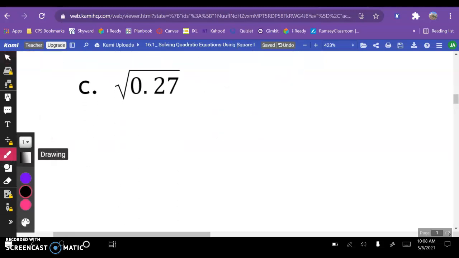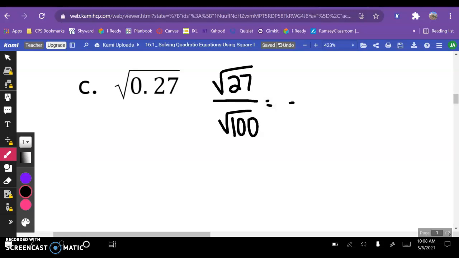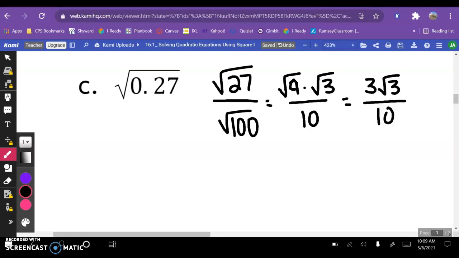And then this one, 0.27 is 27/100ths. So we have the square root of 27 over the square root of 100. We already know the square root of 100 is 10. 27 is not a perfect square, so we want to see if we can break it down using that list of numbers. The largest number that we can use to break down 27 would be 9 and 3. So 9 times 3 is 27. The square root of 9 is 3. And then the square root of 3, we can't break down any farther. 3 is a prime number. So it's 3 square roots of 3 over 10. And remember, it's positive and negative.